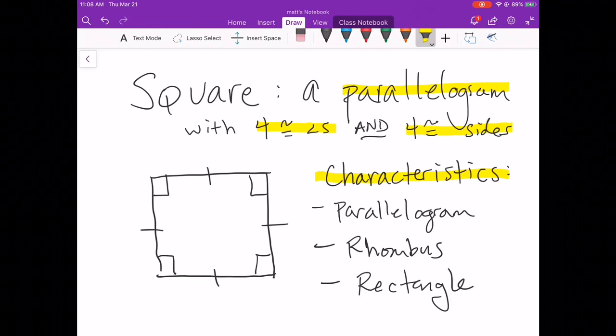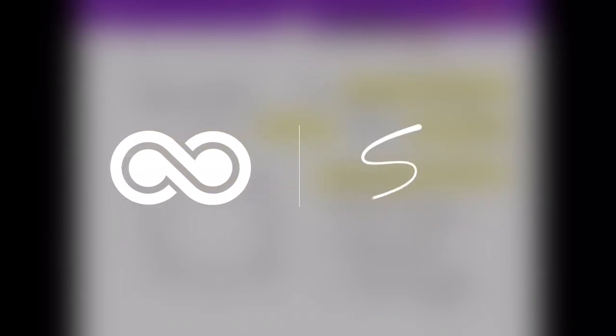Squares have all sides the same, all angles the same. It's equilateral and equiangular. So whenever you have a square, it's got all the characteristics of a parallelogram, all the characteristics of a rhombus, all the characteristics of a rectangle. This is what's known as a regular polygon because it's both equilateral and equiangular. All the sides are the same and all the angles are the same.